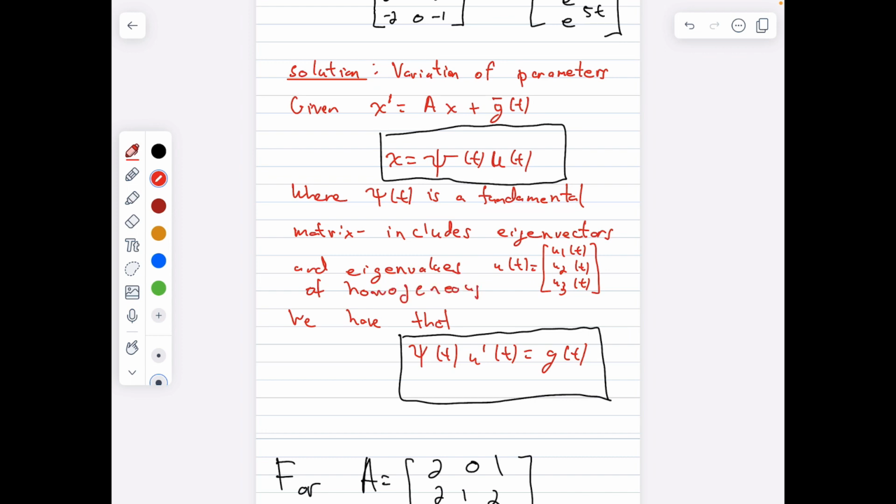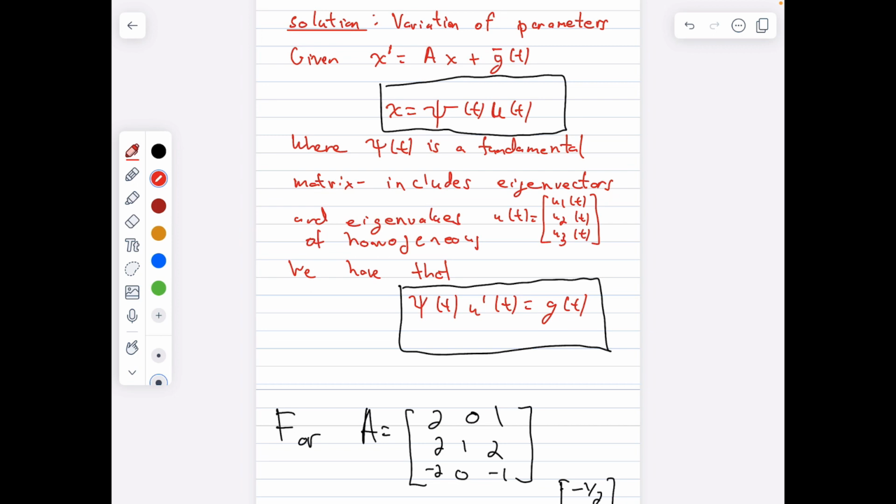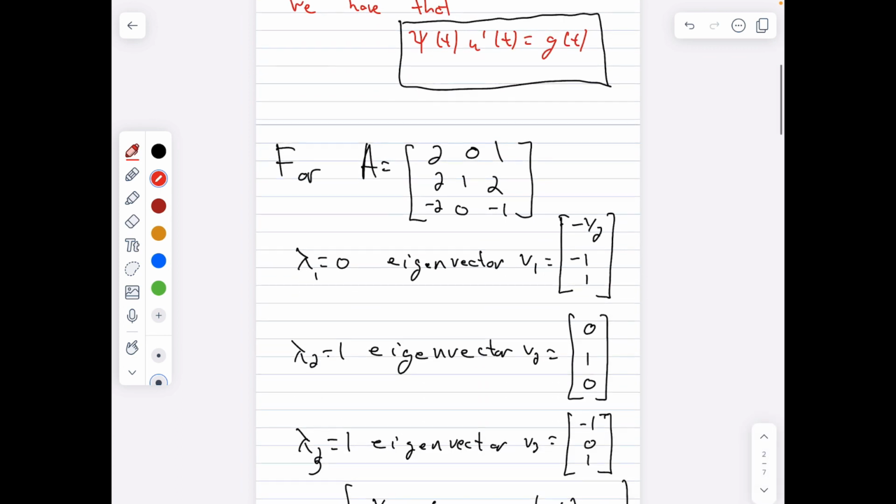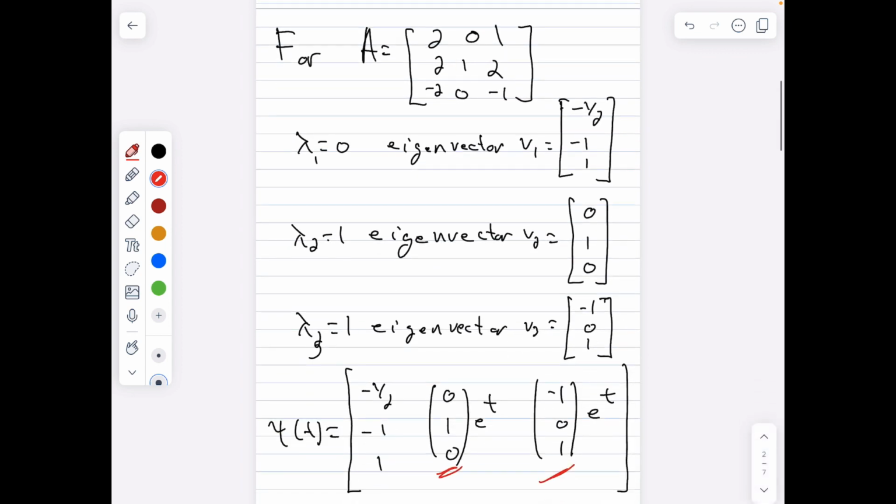And u of t is made up in this case of a column vector, 3 rows, 1 column: u1(t), u2(t), u3(t). And what we're going to be looking at primarily here is that phi of t times u prime of t equals g of t. So for the matrix A, we have [2, 0, 1; 2, 1, 2; -2, 0, -1], which was given. And we calculate the eigenvalues and eigenvectors of each of those, all the eigenvalues and eigenvectors that we need.